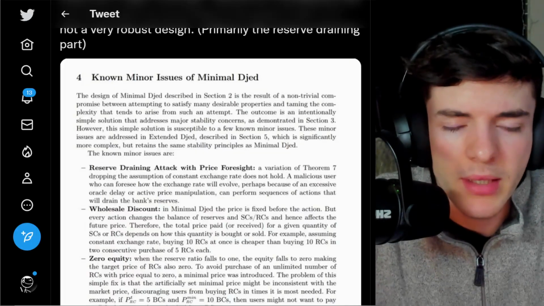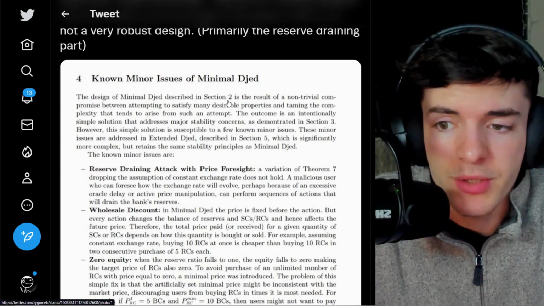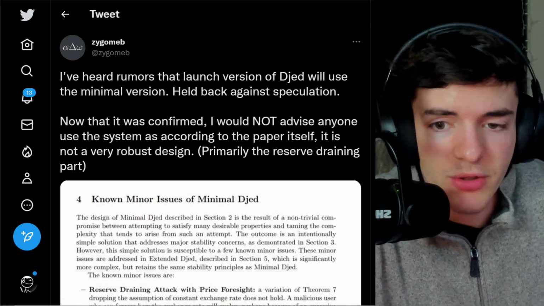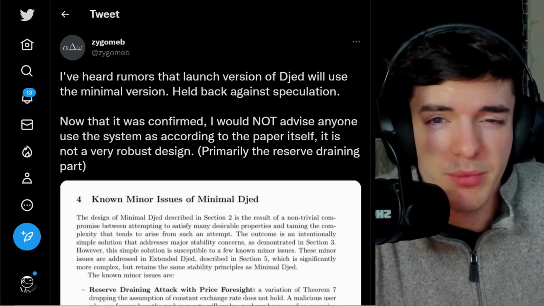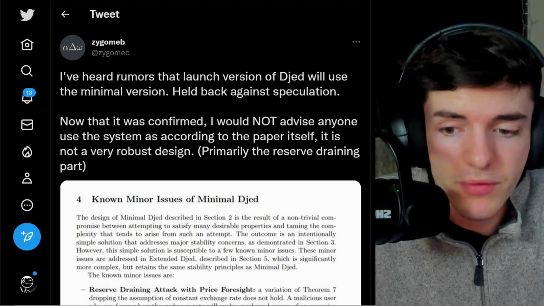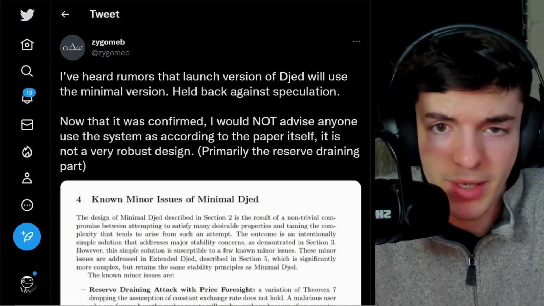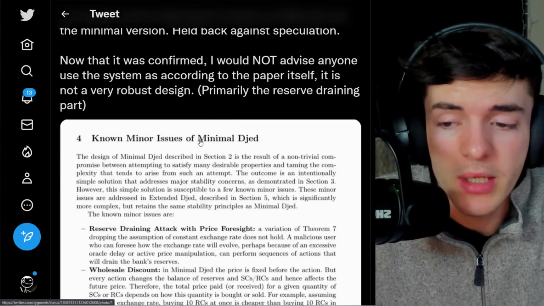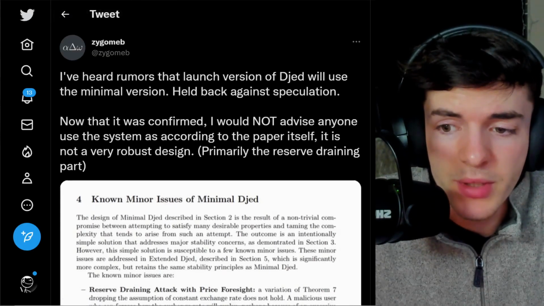But now, let's get into the minor issues of minimal DJED, confirming that within the next 30 days, minimal DJED is the version being launched, and we don't really know how long it's going to take to get the extended version of DJED, which will counteract most of these minor issues. It could be a year till we see that or more. We don't really know, but let's go over this, right?